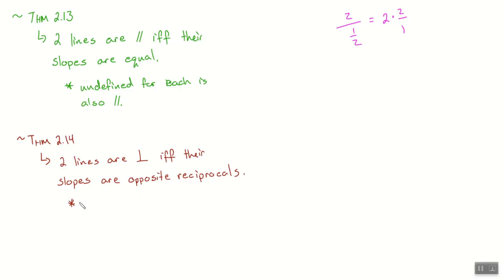When we make a little caveat, if we can't check if it's an opposite reciprocal, I'm going to say undefined slope is perpendicular to a 0 slope.